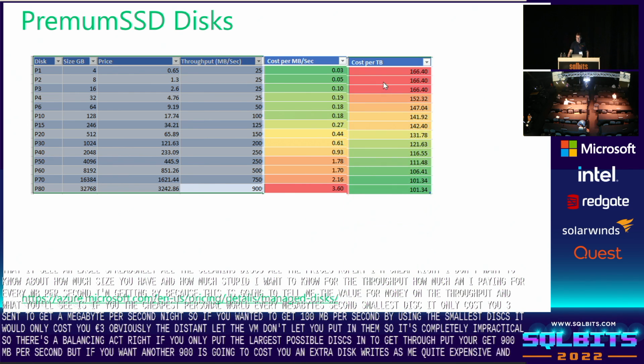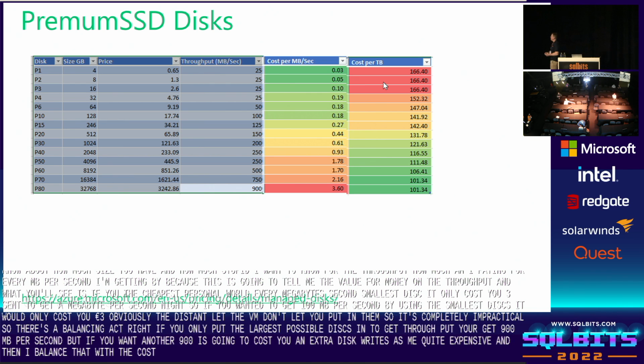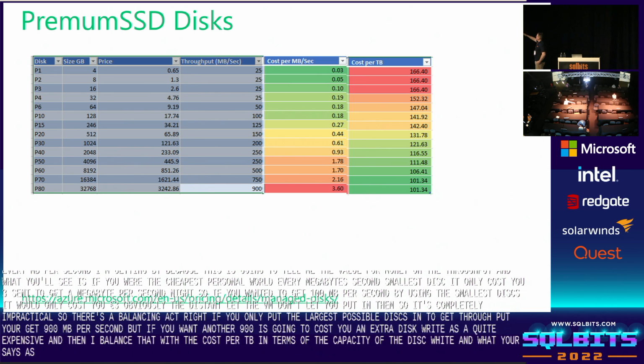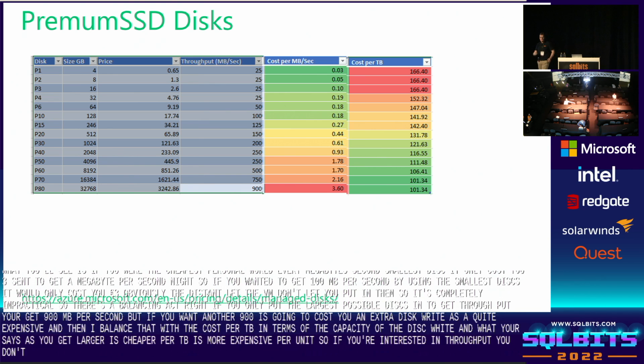And then I balance that with the cost per terabyte in terms of the capacity of the disk, right? And what you'll see is as you get larger, it's cheaper per terabyte, but it's more expensive per throughput unit. So if you're interested in throughput, you don't want to use big, large disks. You want lots of small disks and to combine them.